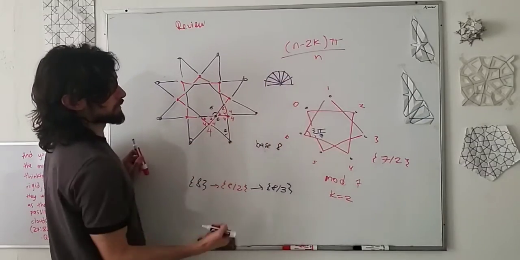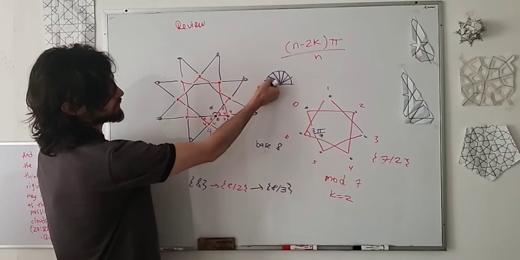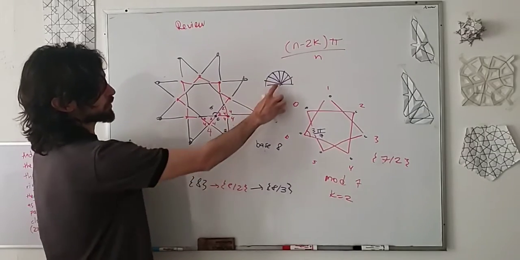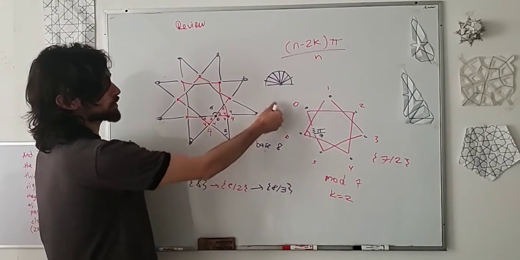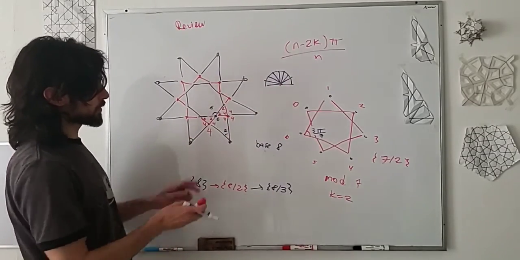And this is base 8. So this is what base 8 means. When I say 6, I'm talking about 6 of these slices. When I say 4, I'm talking about 4 of these slices. When I say 2, I'm talking about 2 of these slices. And so on. Alright, I think we're sort of getting there.